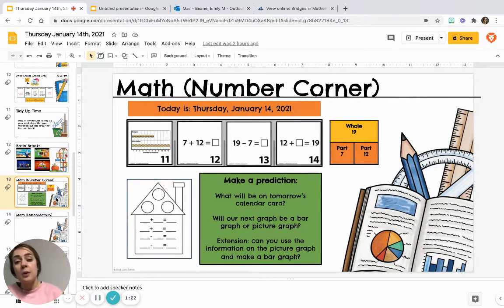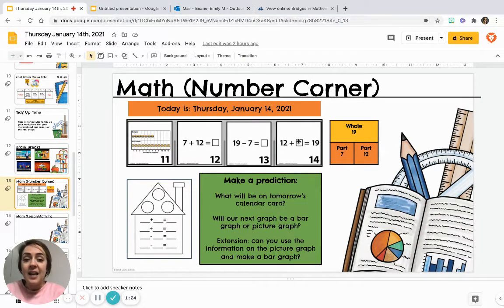And I know that in this blank, it has to be the other part, 7, because the only 3 numbers that we can use for these number sentences right now are 19, 7, and 12. So 7 is the only number of those 3 that I don't see.